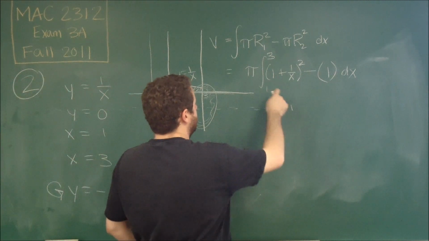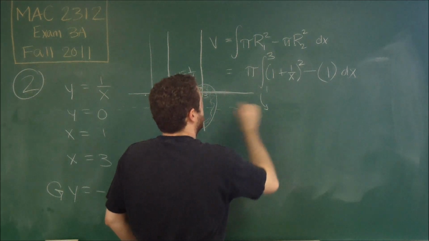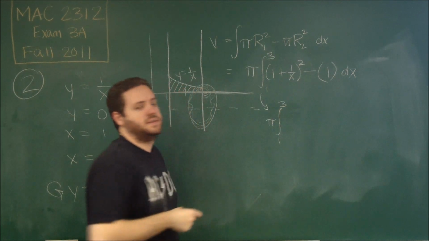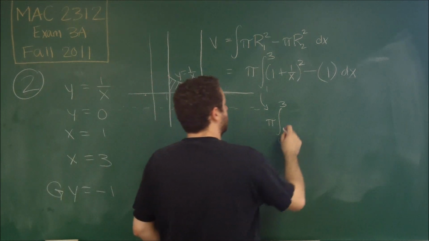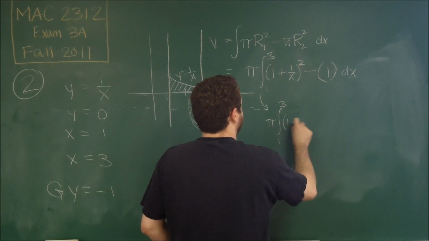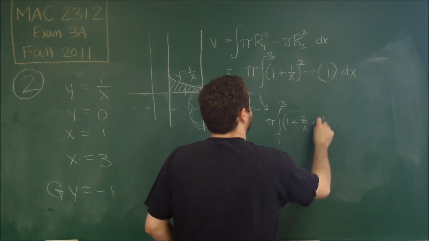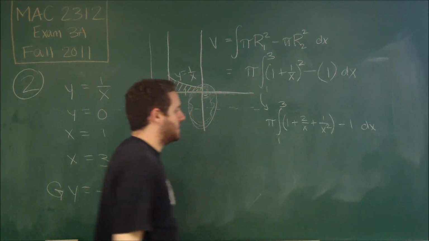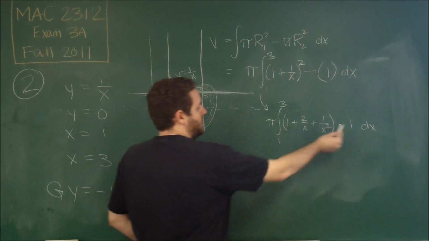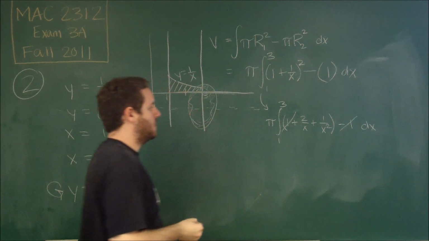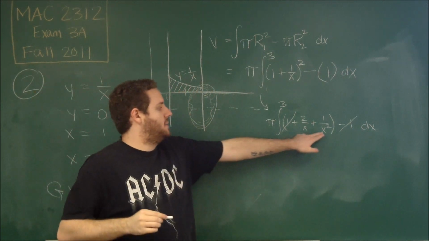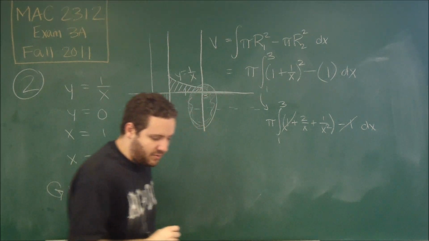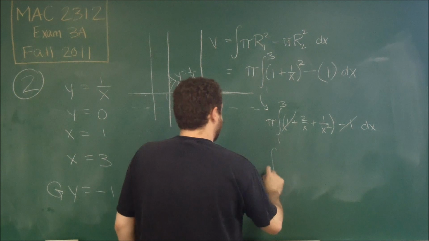So what do we have here? For the next step, we have pi still on the outside, integrating from 1 to 3. If we FOILed this out, 1 plus 1 over x quantity squared, we would get 1 plus 2 over x plus 1 over x squared. And we're subtracting 1 dx. You can see here that this 1 and this -1 would cancel out. And we can write this with a common denominator because we have x and x squared. That's pretty simple to do. And I think the final form has the pi on the inside, so I'm going to write it like that instead.